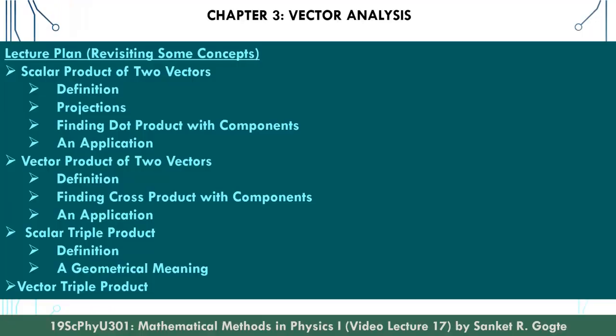19ScPhyU301. We will begin the discussion of the third chapter, vector analysis, from this lecture. Our plan in this lecture is to revisit the basics of vectors. We will discuss dot product or scalar product, then cross product or vector product of two vectors. We will also discuss triple products. This is the scalar triple product and vector triple product of the vectors.